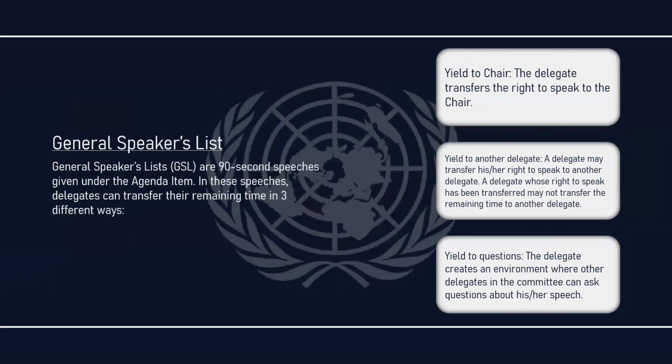Now, this is the big game. GSLs, or in other words, General Speakers List, are 90-second speeches given under the agenda item. In these speeches, delegates can transfer their remaining time in 3 different ways. The first one is yield to chair. The delegate transfers the right to speak to the chair and sits down. Yield to another delegate: a delegate may transfer his or her right to speak to another delegate. A delegate whose right to speak has been transferred may not transfer the remaining time to another delegate. And yield to questions. The delegate creates an environment where other delegates in the committee can ask questions about his or her speech.